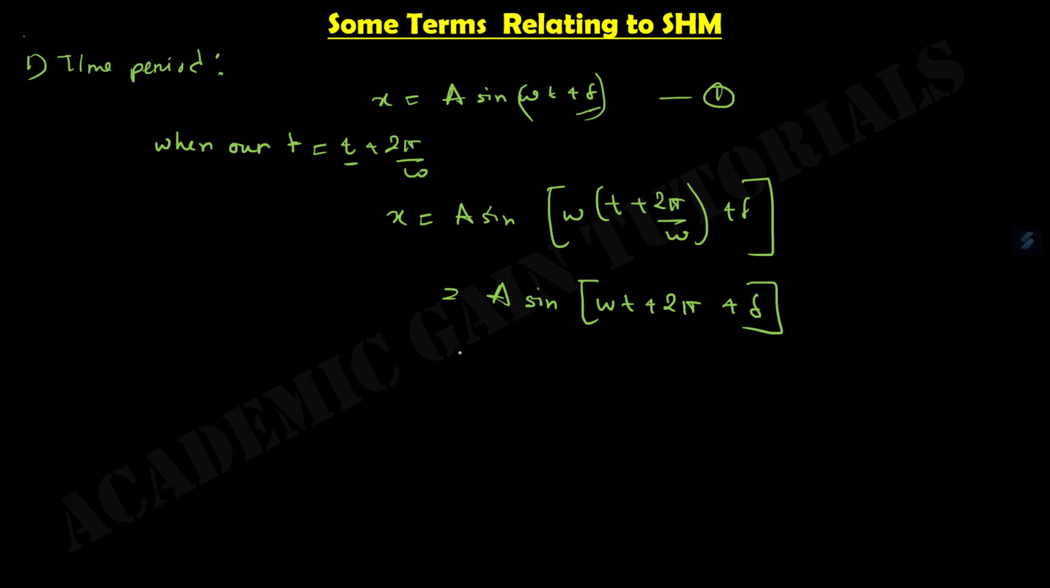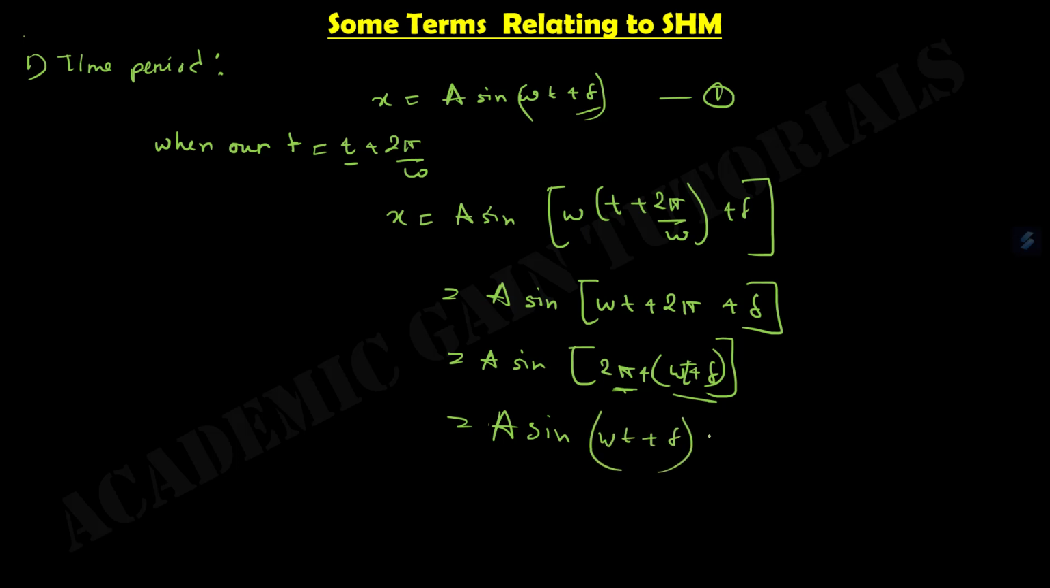Or I can write this as a sine(2 pi plus omega t plus del). We know that when we add 2 pi to an angle, it comes back to the first position. Then I will get a sine(omega t plus del).